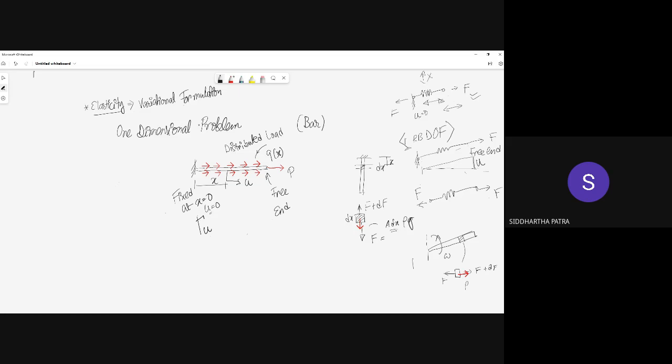rho times a times dx, which makes up the differential volume. Then you multiply, or sorry, the differential mass, and then you have omega squared times r being the body force acceleration. What is body force acceleration? It is somewhat like gravity, but where gravity is a constant, in this case this is not a constant. This is dependent on not r but x.